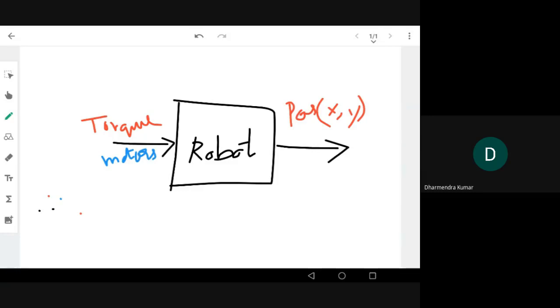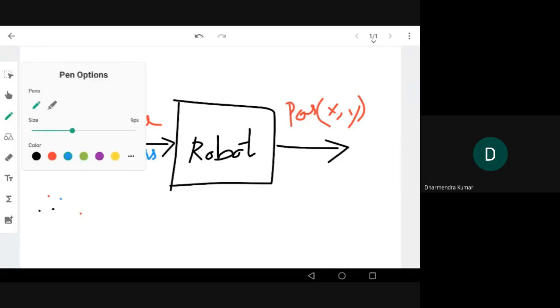So here in this plant, which is called a robot, the input into the robot is a torque, and based on the torque my robot is going to move to some position x, y, z, or whatever, right? So that is my output. The output physical quantity is position, x and y position, two-dimensional, and the input is a torque to the motors, maybe two motors or one motor, whatever. So this is the input.